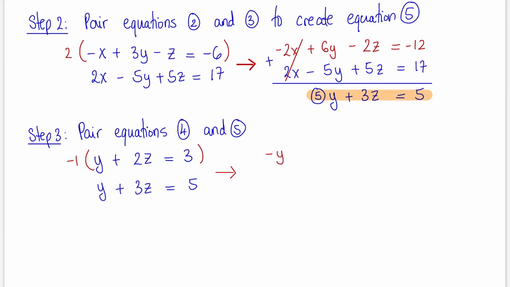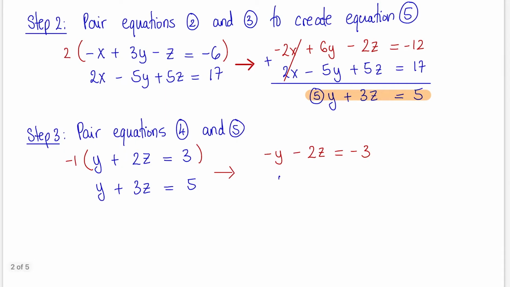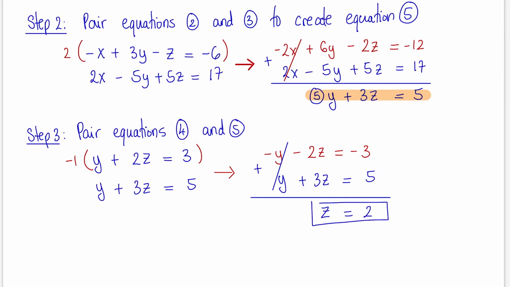I have negative y minus 2z equals negative 3. And my equation 5 stays the same: y plus 3z equals 5. And I am going to add the two equations. Negative y plus y is 0. Negative 2z plus 3z is 1z. Negative 3 plus 5 is 2. I found z equals 2.